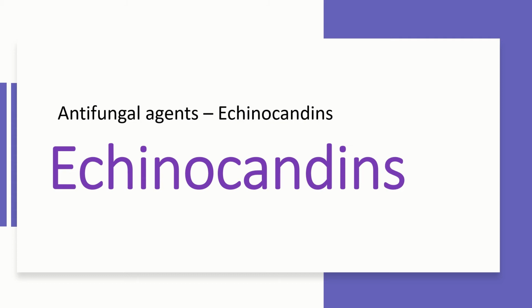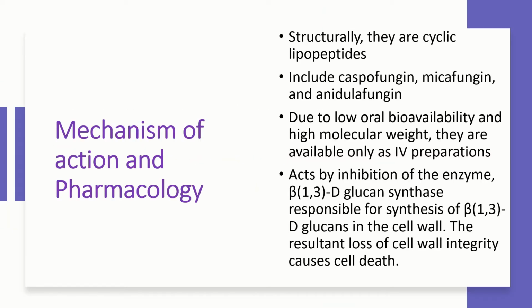So we are going to discuss the echinocandin class of antifungal agents. First, we'll talk about the pharmacology and mechanism of action. Structurally, echinocandins are cyclic lipopeptides. The medications in the echinocandin class include caspofungin, micafungin, and anidulafungin.